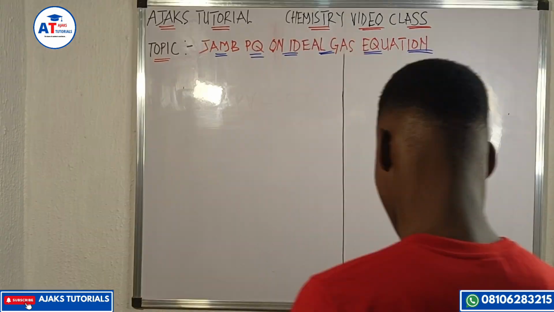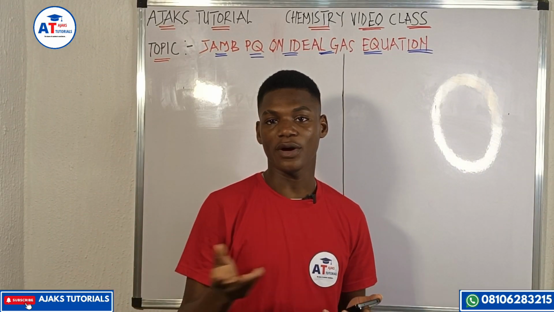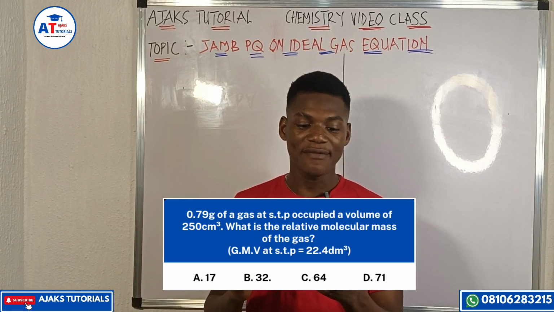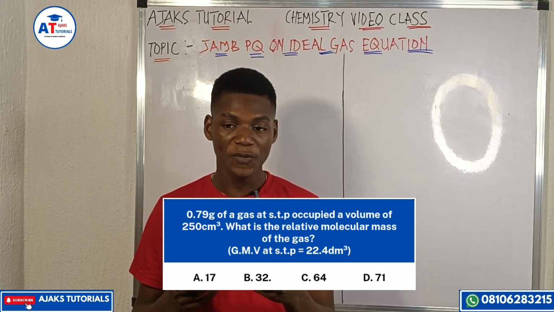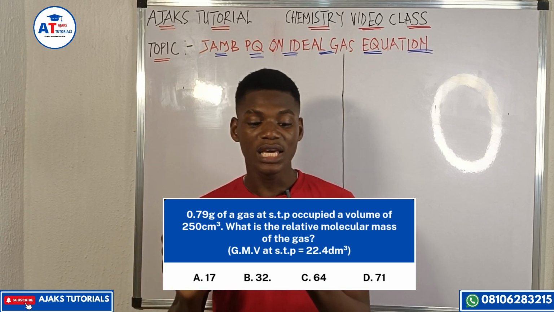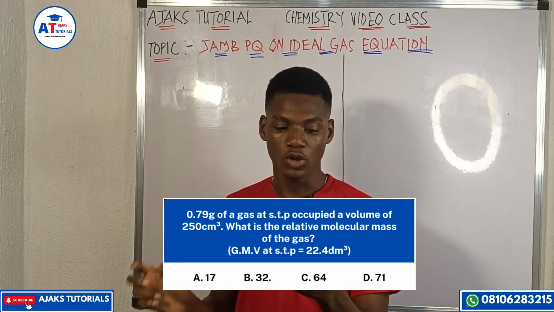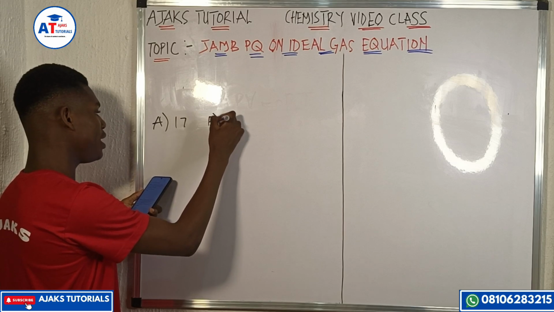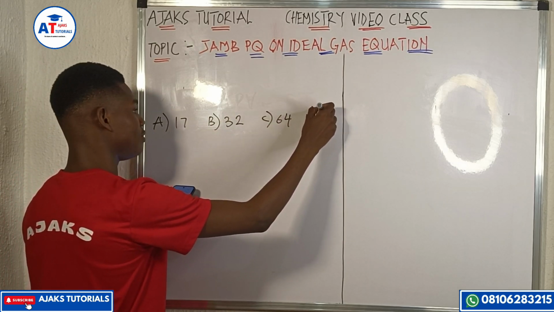Let's move to questions. Alright, now let's move to questions on ideal gas equations. So you're going to see the question on your screen now. Good. Question 1 says 0.79 gram of a gas at STP occupies a volume of 250 centimeter cube. What is the relative molecular mass of the gas, given that the GMV, that's gas molar volume constant, is 22.4 dm cube? So I want to just write the options down. A, 17, B, 32, C, 64, and D, 71.